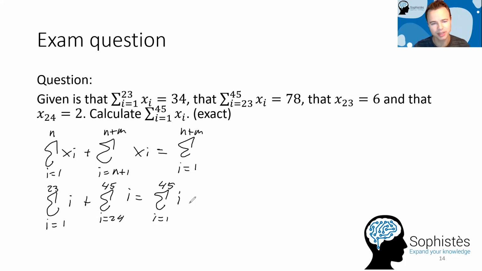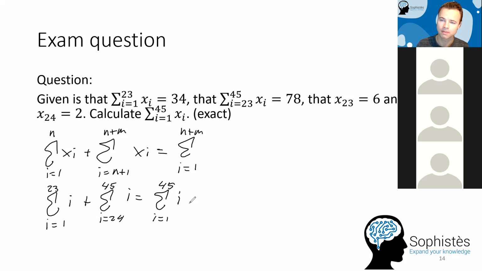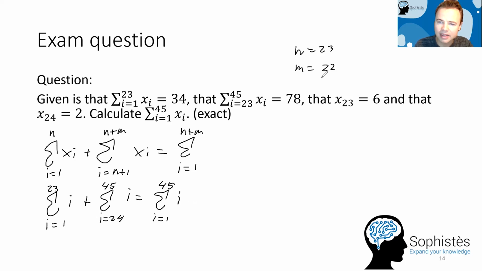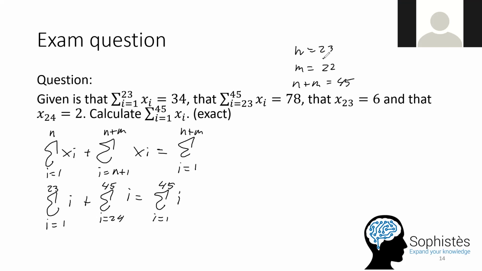So don't feel bad if you don't know how to solve this one. What was the n plus m again? Like, what is the m value? The m value, that would be 22. Oh, n is 23, and then the m is 22. But it's not that important, because the n plus m is the 45, right? Okay. But this is not that interesting.